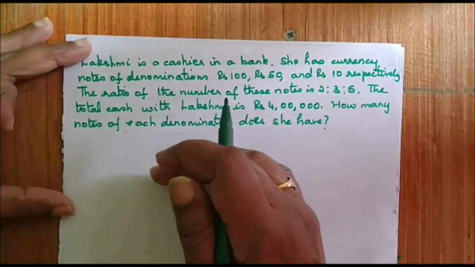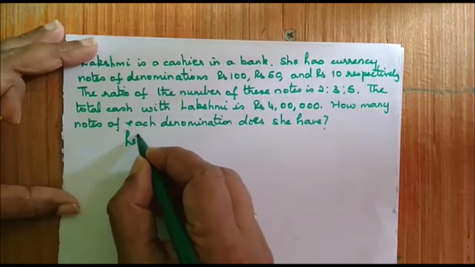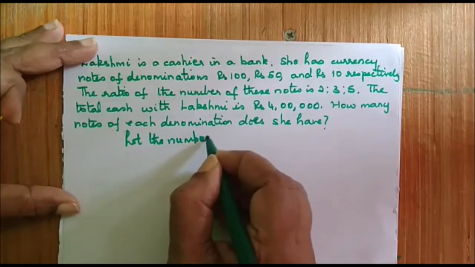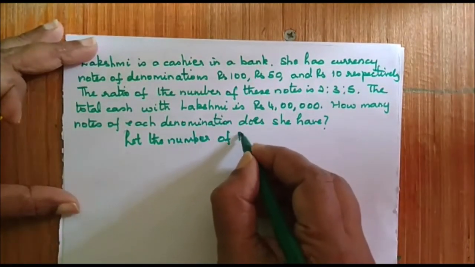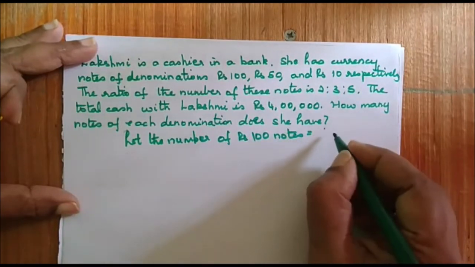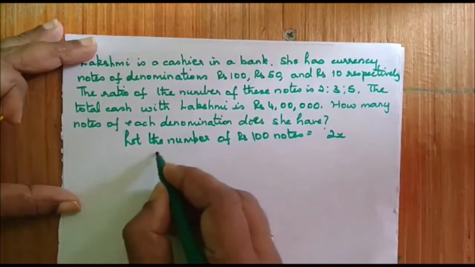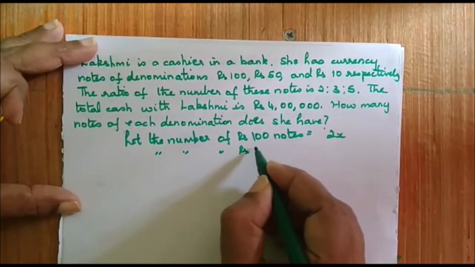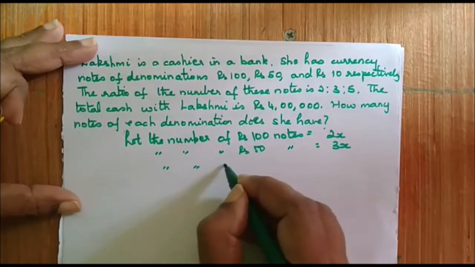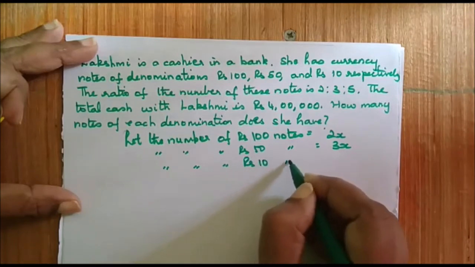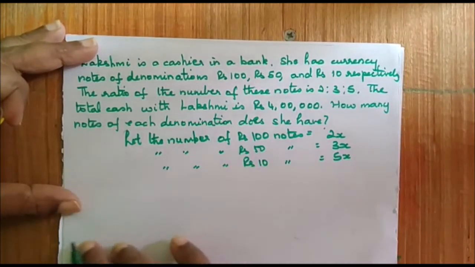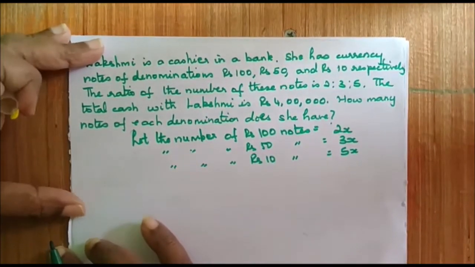First let us assume that the number of rupees 100 notes is 2x. Similarly, the number of rupees 50 notes is 3x. The number of rupees 10 notes is 5x. Now what are we given? The value of all these three notes is equal to 4 lakhs.